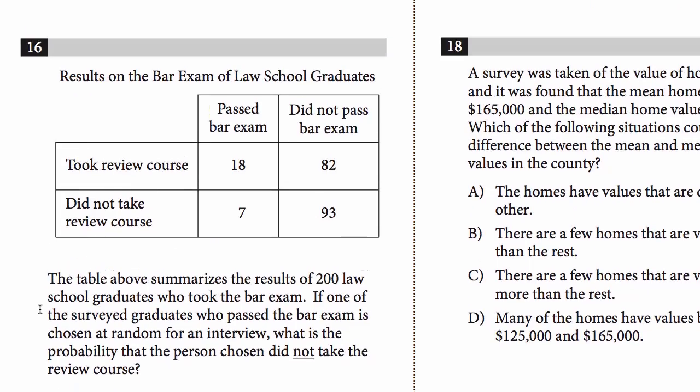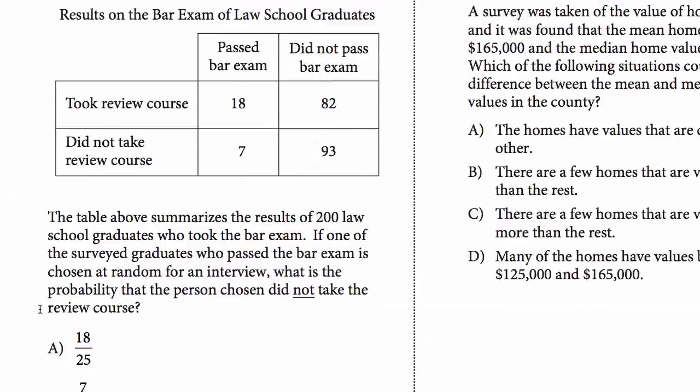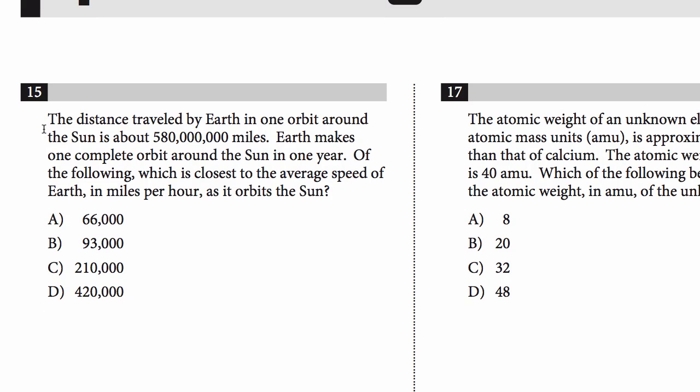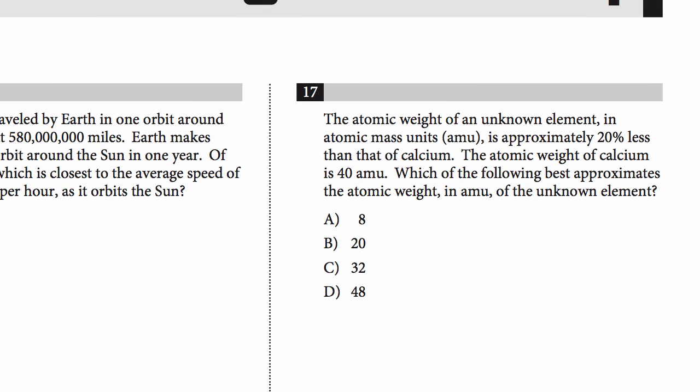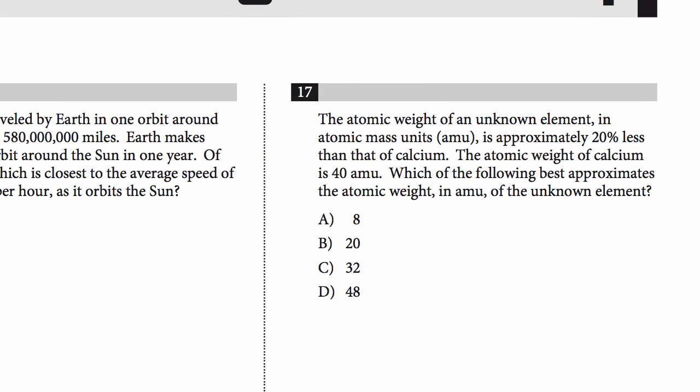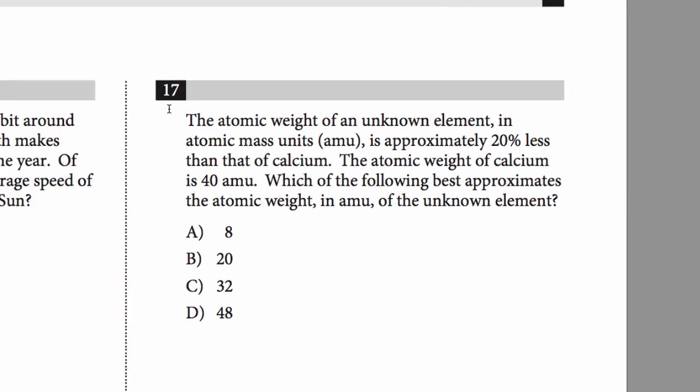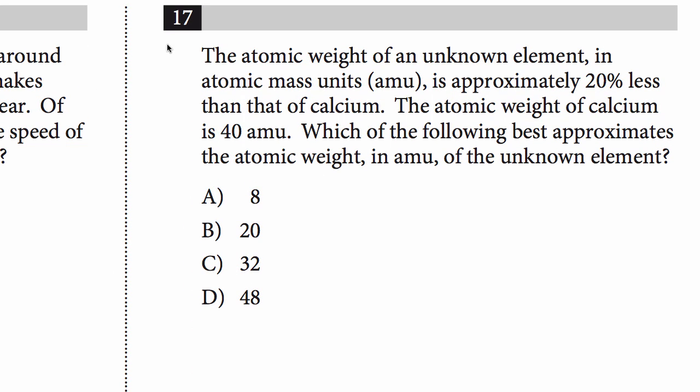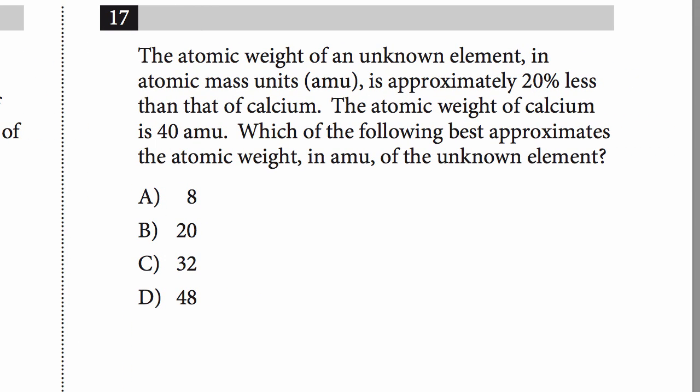All right, let's look at number, where can I find it? 16. Oh, there it is. 17. All right, cool. Let me just move this over a little bit more. We can make it bigger and do that. Okay, 17. The atomic weight of an unknown element in atomic mass units is approximately 20% less than that of calcium. The atomic weight of calcium is 40. Which of the following best approximates the atomic weight in AMU of the unknown?